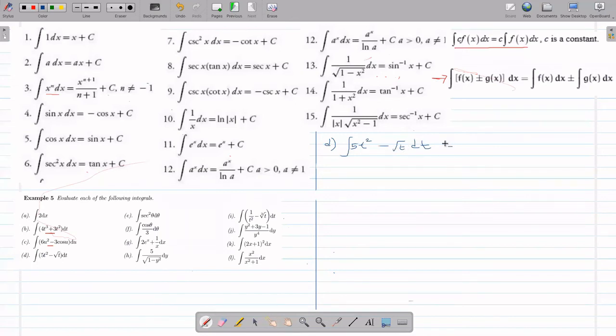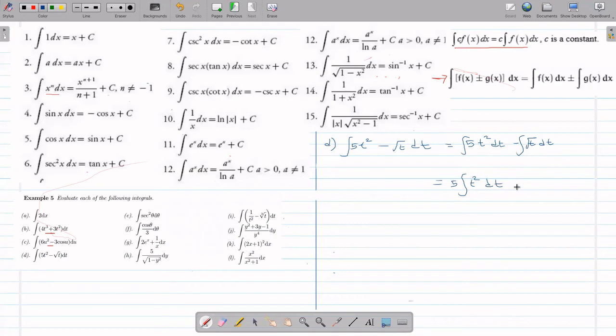Okay, so first we can apply the sum rule. Here we can again apply the difference rule with the minus. So here I say 5 t squared dt minus root t dt. Now I can pull out the 5, no? It's a constant. That is using this rule.